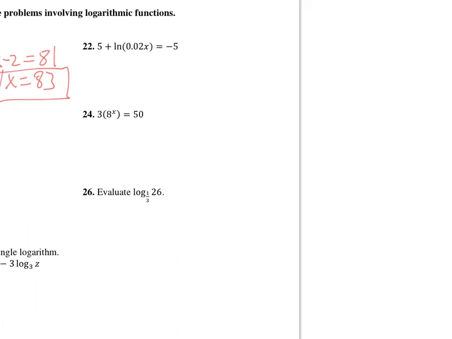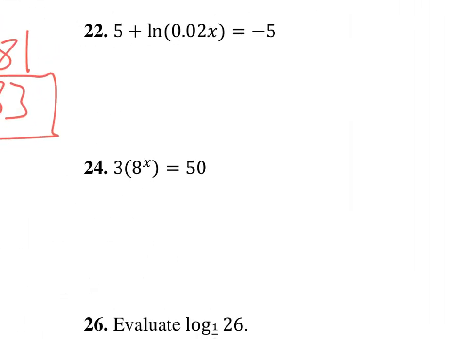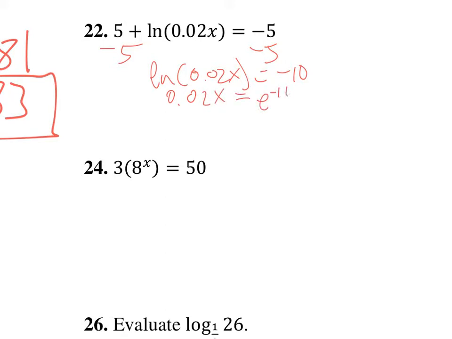All right, 22 here. Well, similar situation. We've got a single logarithm all by itself over there, but we've got to get that logarithm all by itself. Subtract 5, natural log of 0.02x equals negative 10. This is base e, remember. So we got 0.02x equals e to the negative 10.